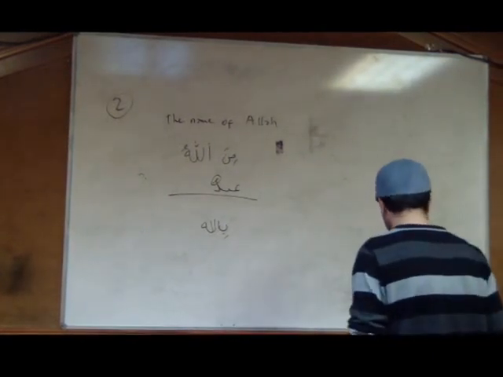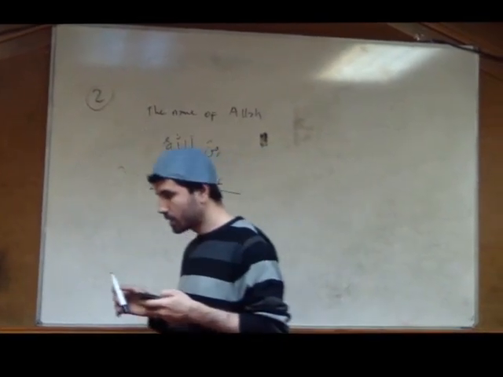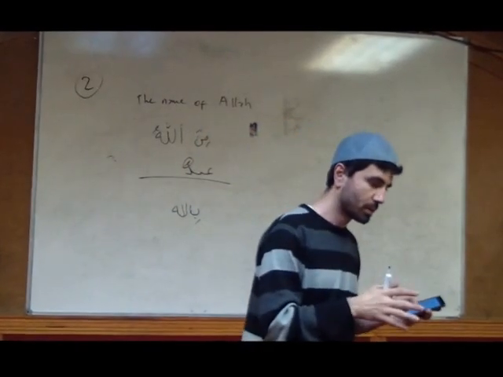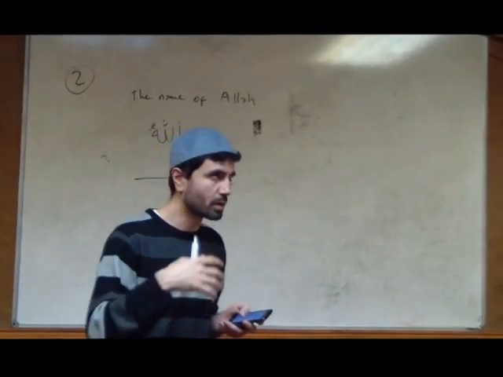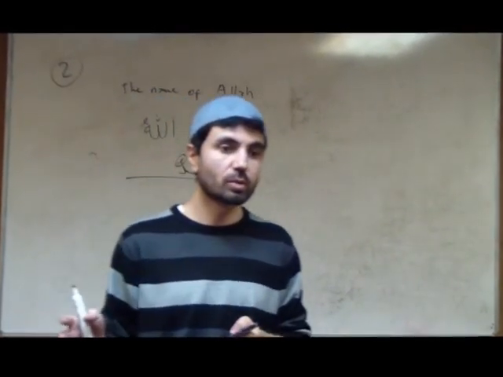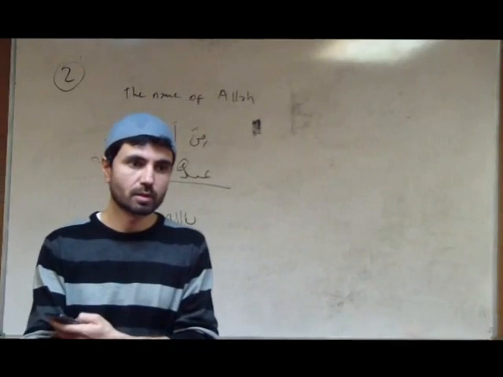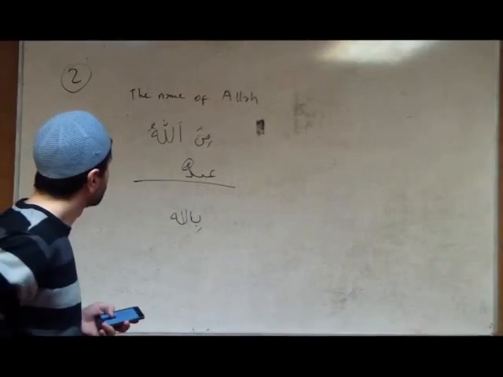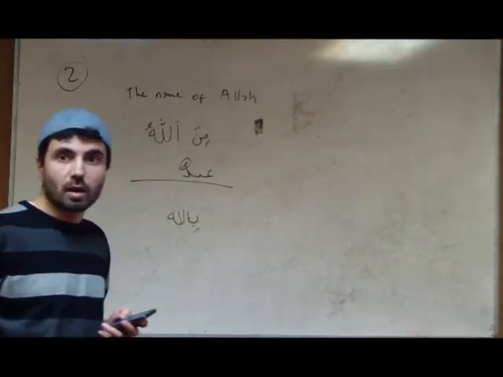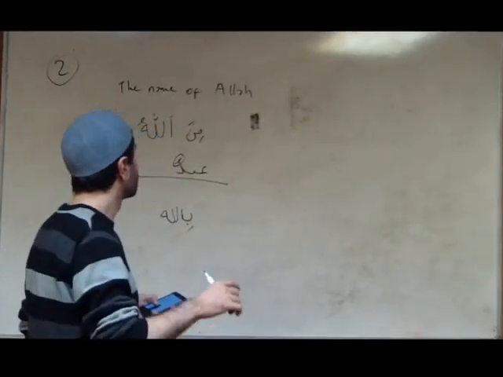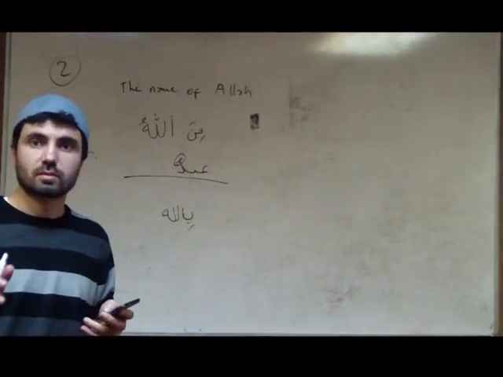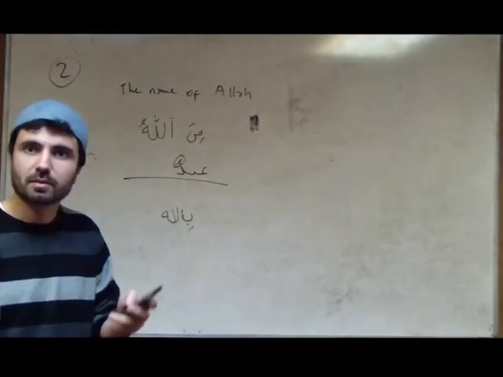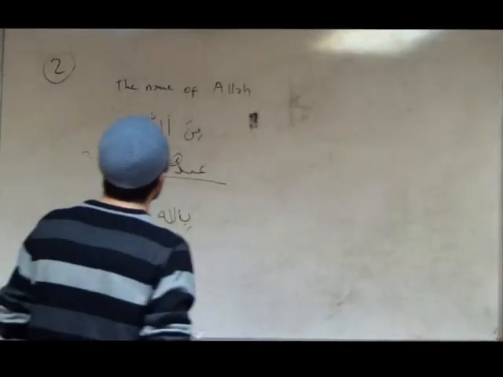Okay, now what we've done is we finished the main two chapters that I was telling you guys about. The first one was about elongation, about madd, and the second one was about Nun Sakin and Tanween. Now, in this half an hour, I will just give you some rulings about some letters, so it's a bit miscellaneous.